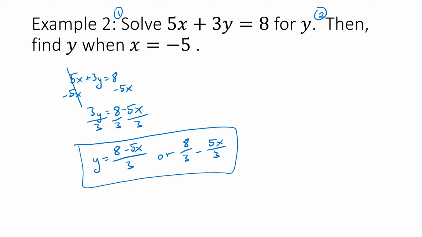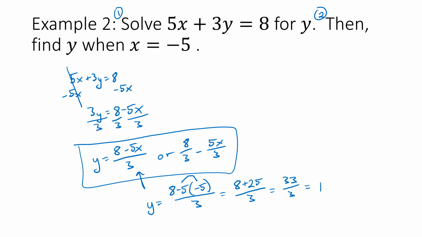In the second part of the problem, I need to find y when x equals -5. Let's plug it into this first version of the equation. That seems easier to me. So I'm going to go y equals 8 minus 5 times -5 divided by 3. Let's simplify some things here. I'm doing the multiplication first. -5 times -5 is positive 25. On the top of that fraction, I have 8 plus 25, which is 33, and 33 divided by 3 is 11. Done.